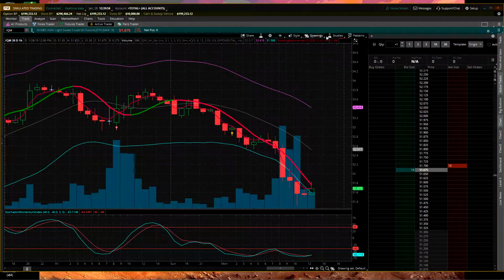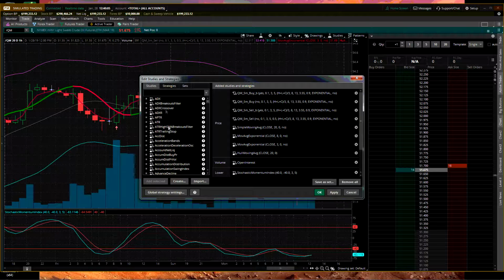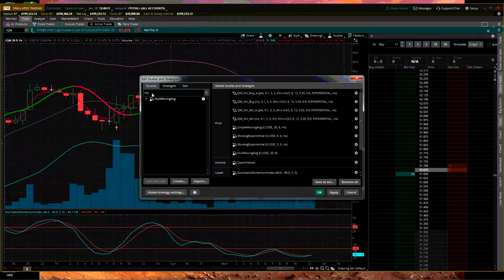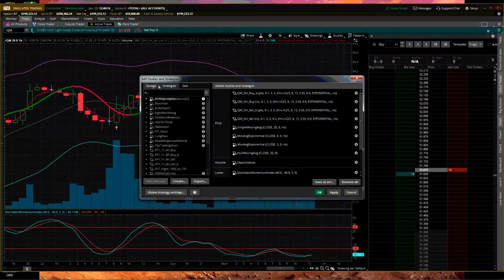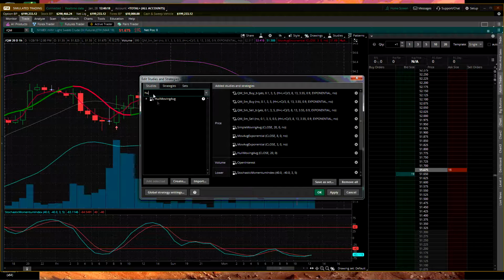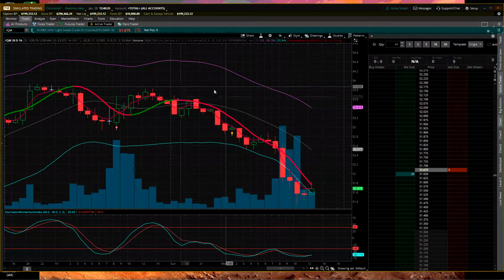So let's set that up real quick. You're going to go over to Studies, upper right hand corner, and click on Edit. I think it's a study. Pretty sure it's a study. Yep, there it is. Under Studies, you've got 3 tabs here at the top, and you're on the Studies tab. Type in HU, and you see Hull Moving Average. You highlight it, click Add, and it puts it over here. You click Apply, you click OK. And what you're going to get is this line.